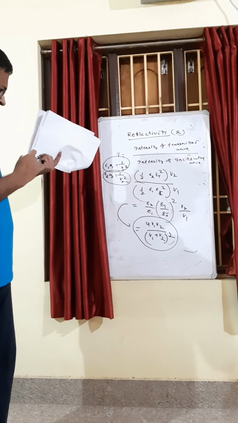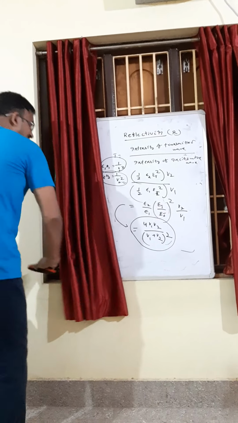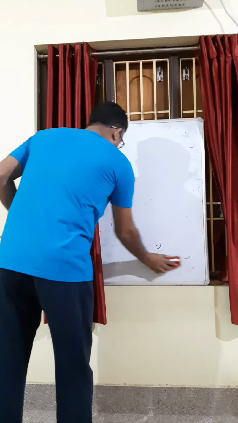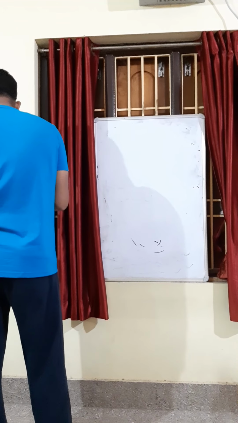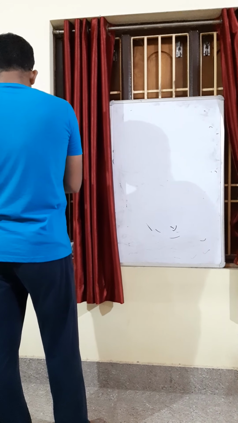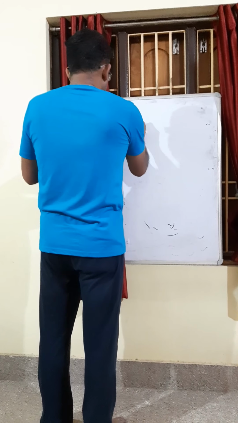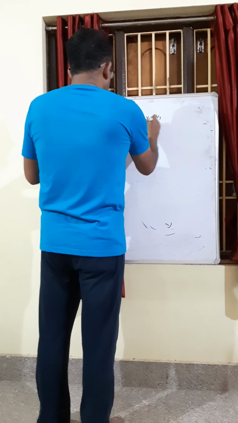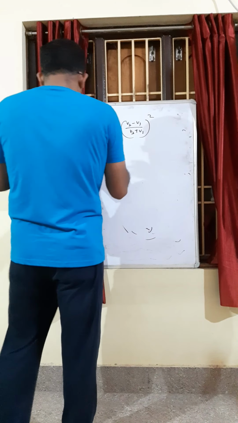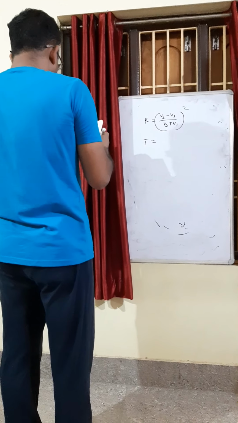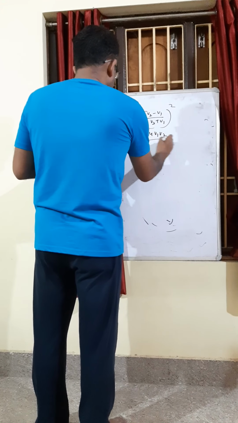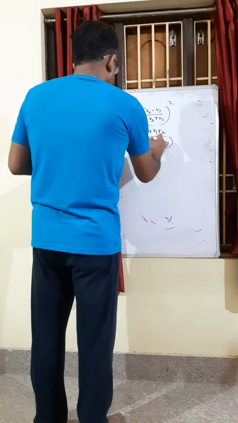After you get the transmittivity and reflectivity, let me write the conclusions we have obtained. We have got the reflectivity as (B2 minus B1) by (B2 plus B1) whole square, and we have got the transmittivity as 4 B1 B2 by (B1 plus B2) square.